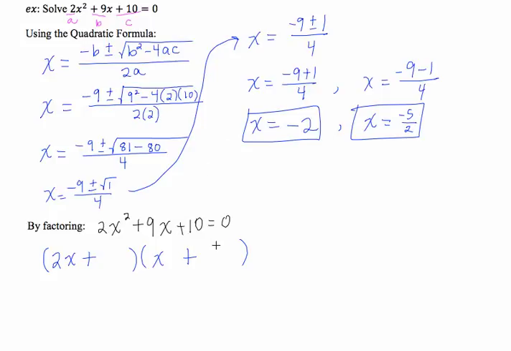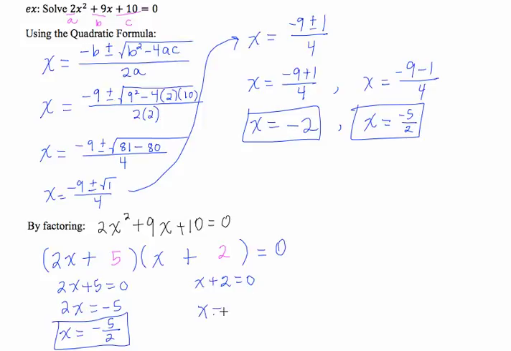Let's see, if we put a 5 here and a 2 here, then our outside terms would be 10x and our inside terms would be 2x, which add to 12x, not 9x, so that doesn't work. Let's try switching them. If we put the 5 there and the 2 there, then our outside terms give us 4x and inside terms are 5x, which do add to 9x, so that does work. So we have that equals 0. Then you set each factor equal to 0 and solve each of these equations. So we get x equals negative 5/2. There it is. And x equals negative 2.